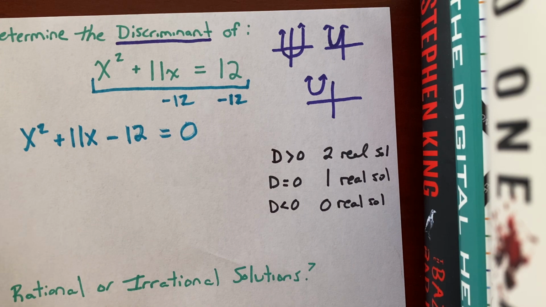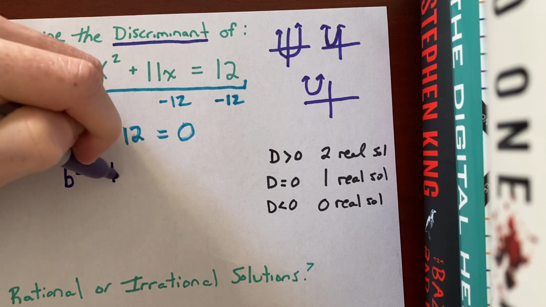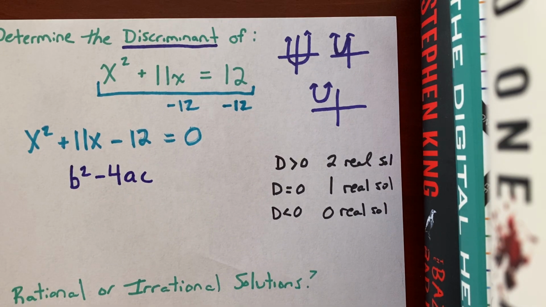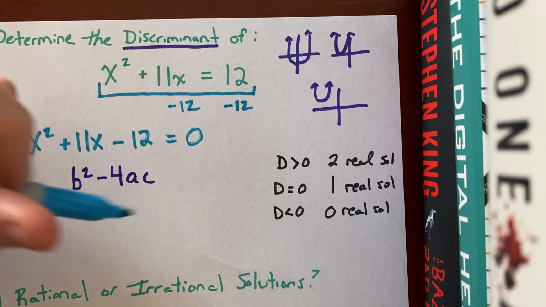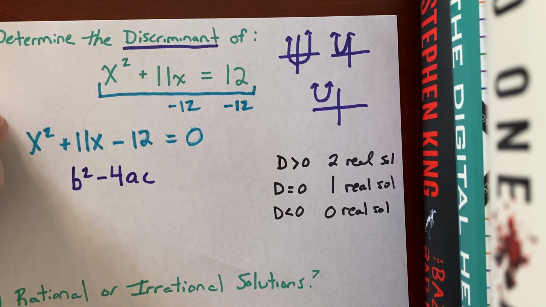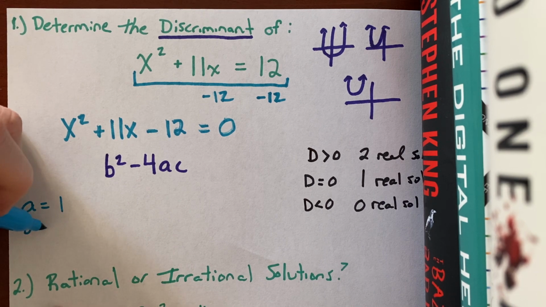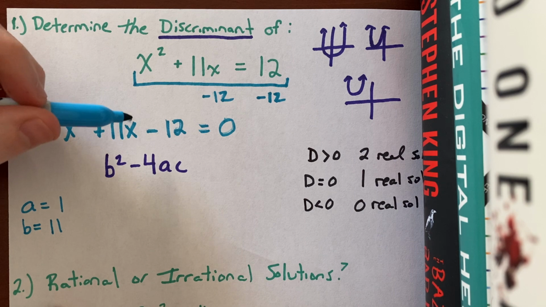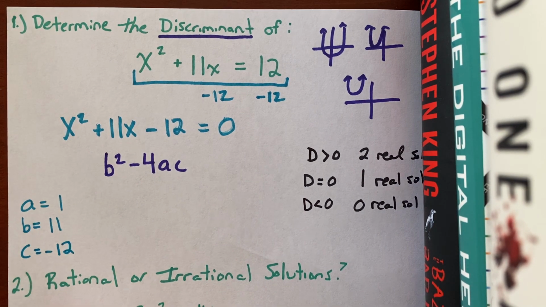All right, now that I have all terms in standard form, I can now do that discriminant formula. That formula for calculating the discriminant is b squared minus 4ac. That should look familiar because that is the part that is under the square root sign in the quadratic formula. So I want to label a, b, and c and plug it into my formula and then figure out what my solution is. So a in this case is 1. Remember, a is always the number attached to x squared. B is 11. It's the number attached to the x term. And c is a negative 12.